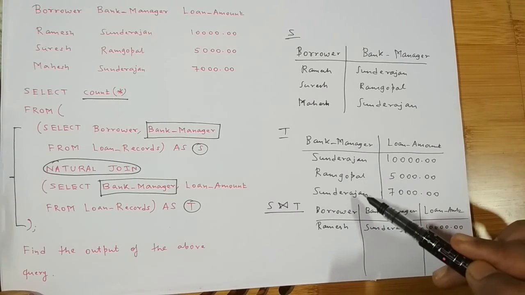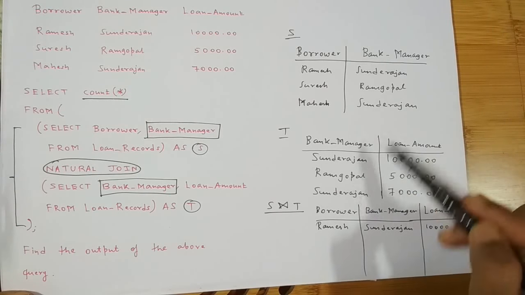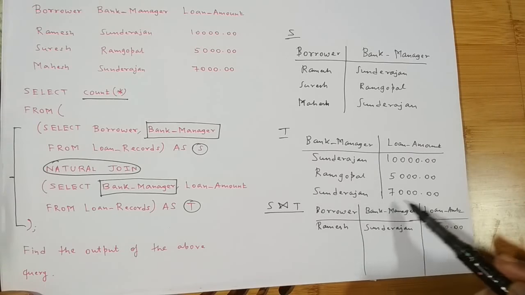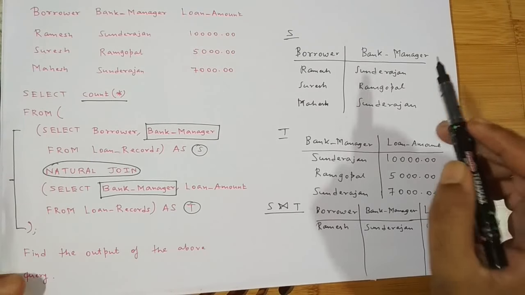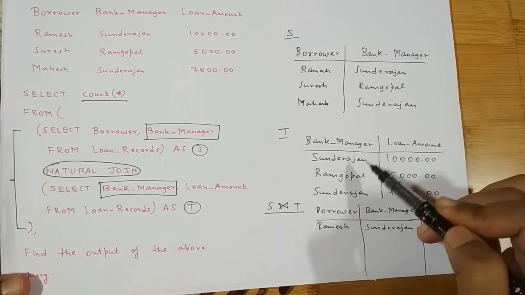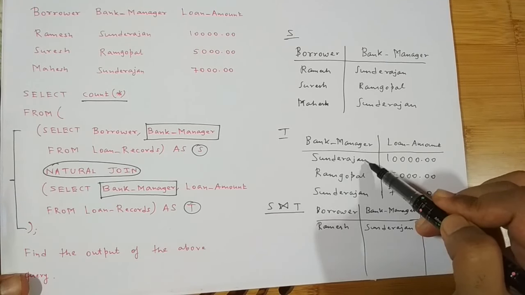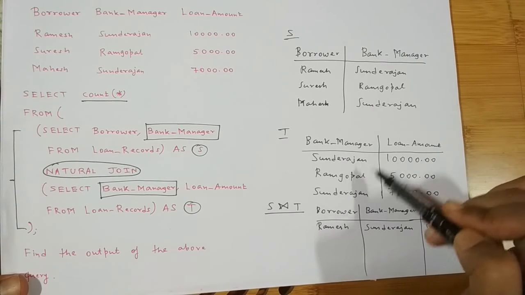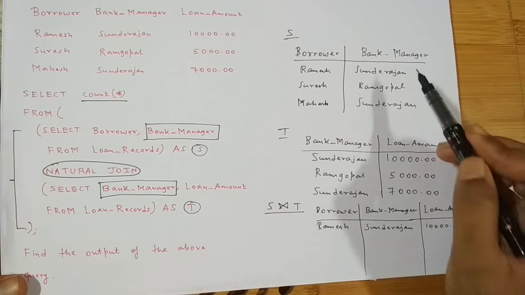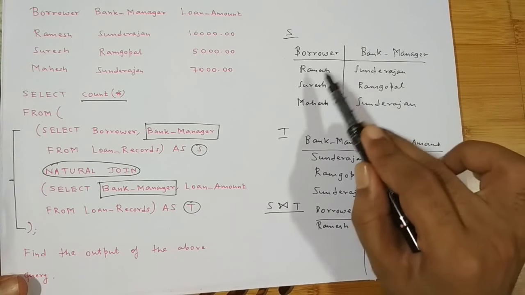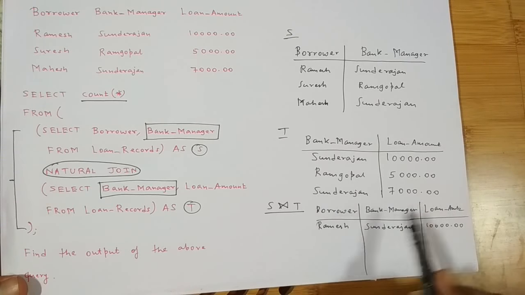Now does Sundarajan match with any other row of table T? Let's see. Sundarajan does not match with Ram Gopal. Sundarajan matches again with the third row of table T, right? What we have here is Ramesh and Sundarajan with a loan amount of 10,000. So that is done, right? So we'll take this first row, and we have found a match with the first row of table T. Now we'll take this and match with the second row. There is no match. We'll check the first row with the third row. Okay, there is a match. So the first row of table S and the third row of table T will be combined.